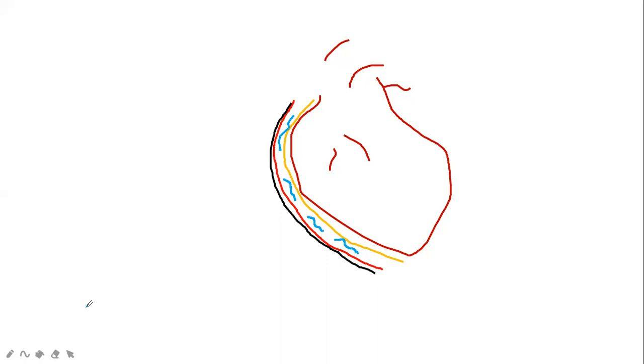Then this is very important. Why? Because by development, these two layers develop from the parietal layer of lateral plate mesoderm.